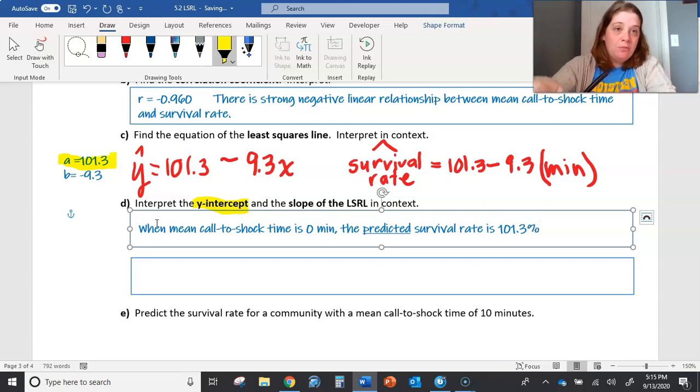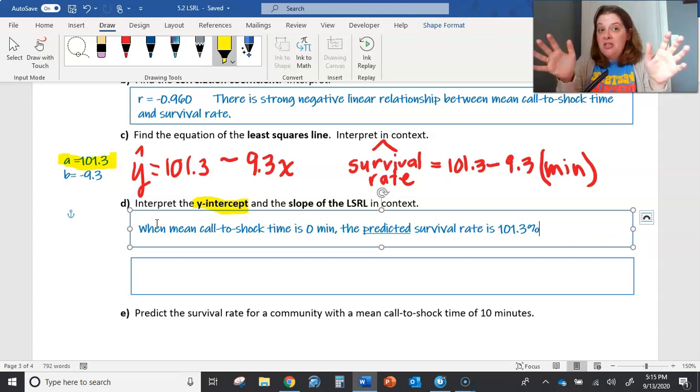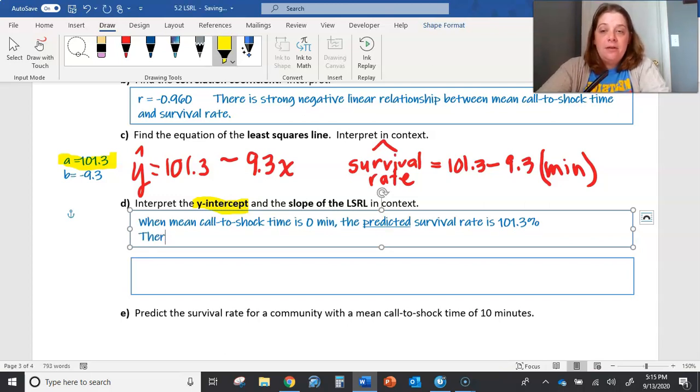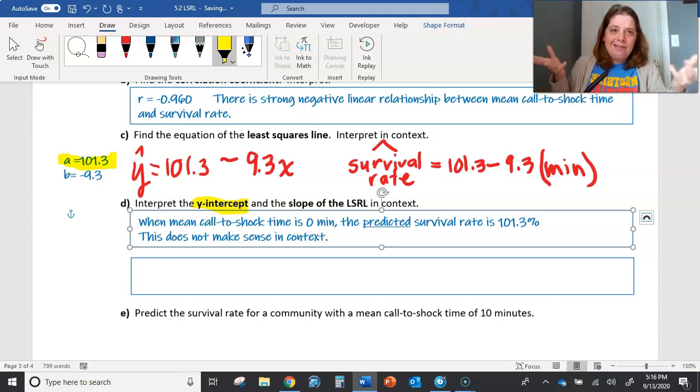All right, folks, I've got a problem with that. So if I just go around, so 0 minutes since cardiac arrest. So if I shock someone at the moment of cardiac arrest, I am actually going to not only increase the survival, they're going to survive, but also I'm going to bring somebody back alive in the next room because the survival rate is 101.3%. This doesn't make any sense in context. I can't have a survival rate greater than 100%. Okay, so I'm just going to say that this does not make sense in context. Yeah, that's what it means, but we can't have a survival rate of 101.3.